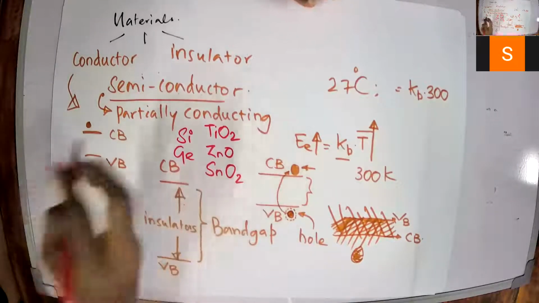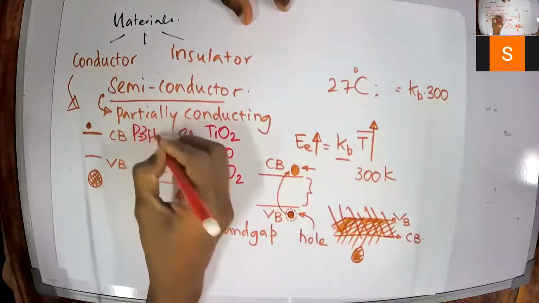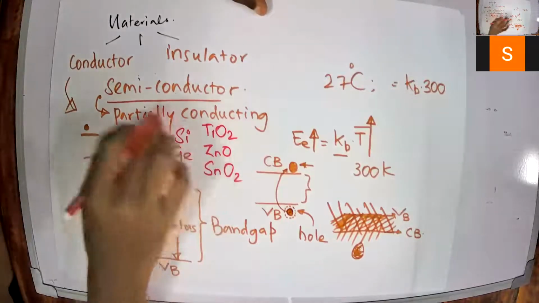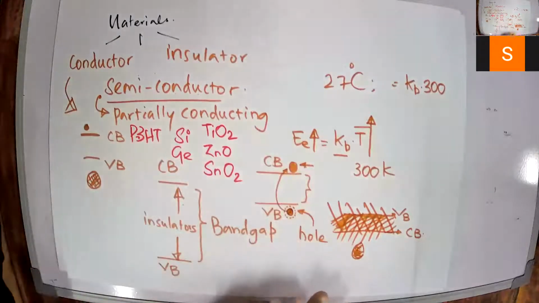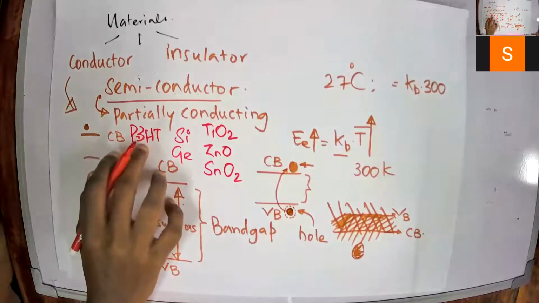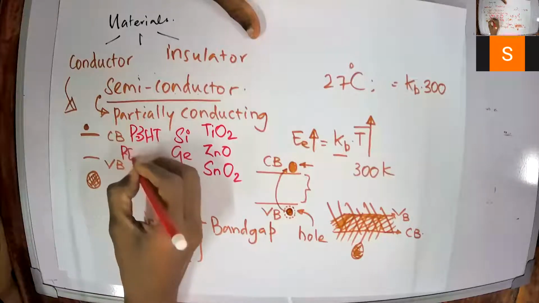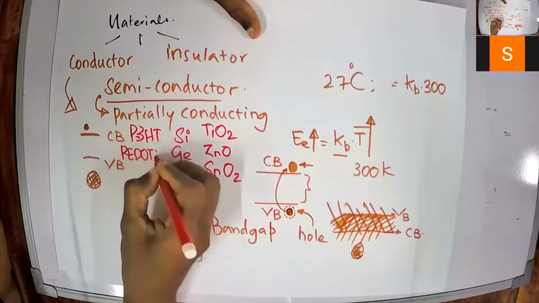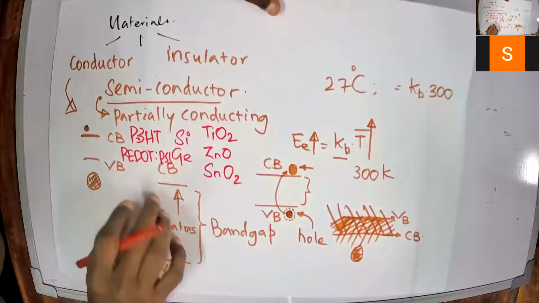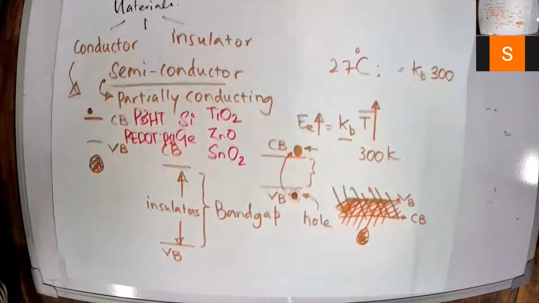And we have some polymer materials called P3HT, poly(3-hexylthiophene). It's a polymer, like polythene. We can make it as a thin sheet, but it's a polymer material with semiconducting property. And also we have PEDOT:PSS. We have a few semiconducting polymer materials which also show semiconducting properties.